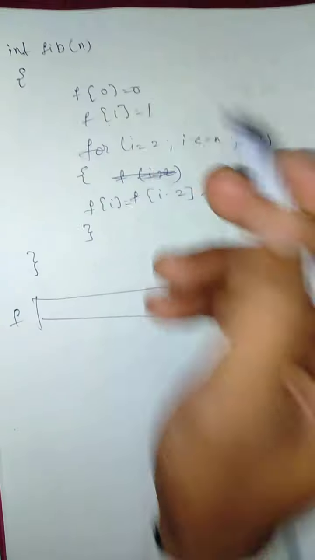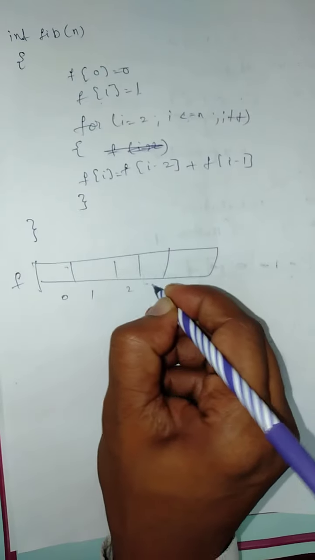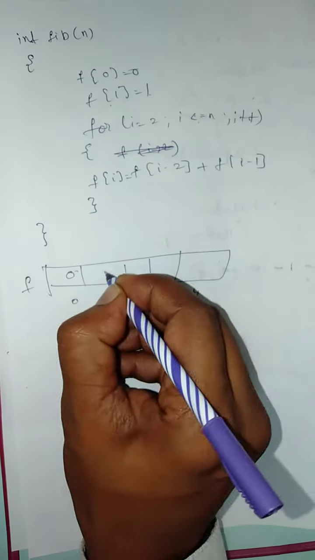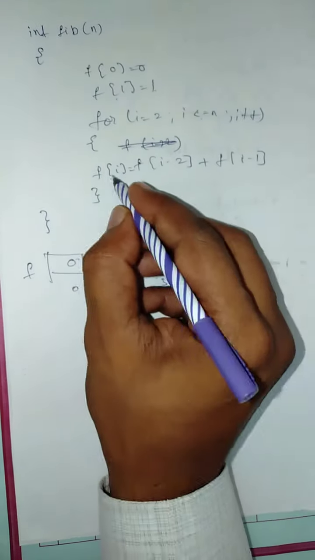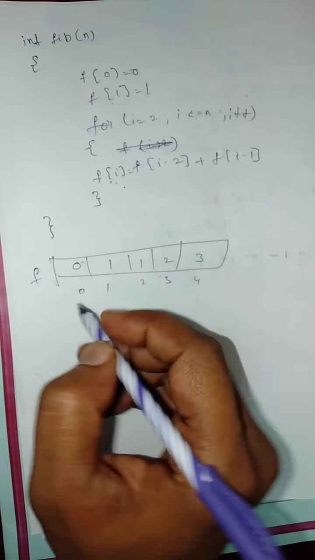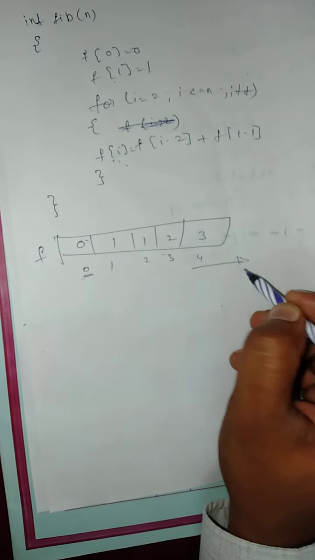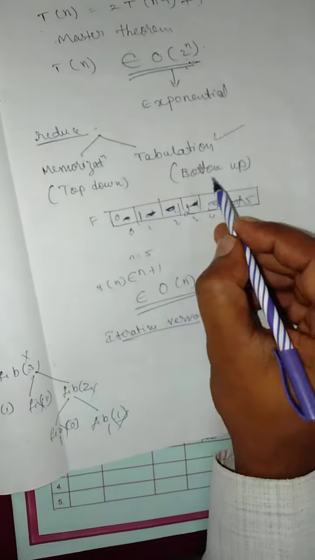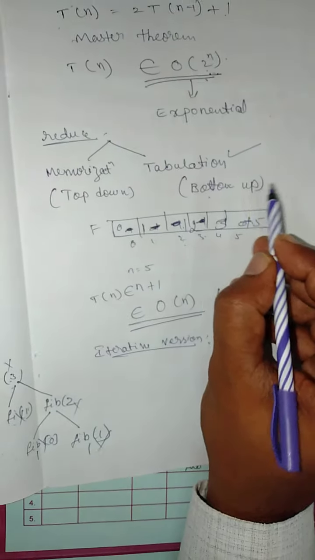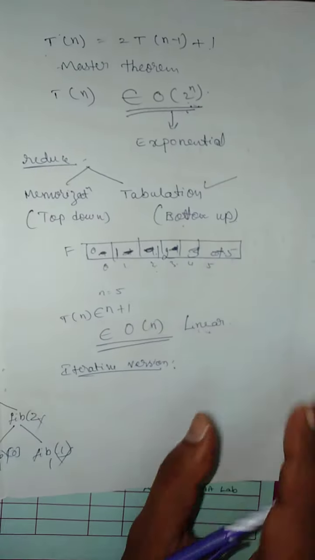So here the array f is filled in this way: f of 0 is filled first. So what is f of 0? f of 0 is 0, f of 1 is 1, then f of 2 is filled, f of 3 is filled, f of 4 is filled, like this. So it starts from the 0th term and then goes to the higher terms, and hence it is called the bottom-up approach. Okay, so in dynamic programming, in most cases the tabulation method is used, and with this we reduce the time.